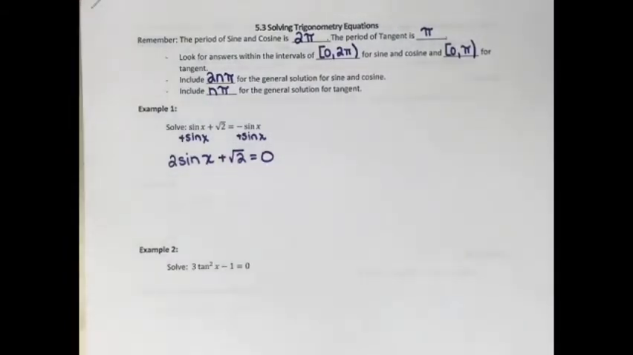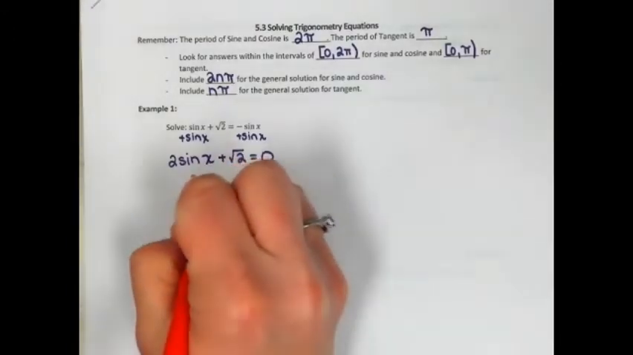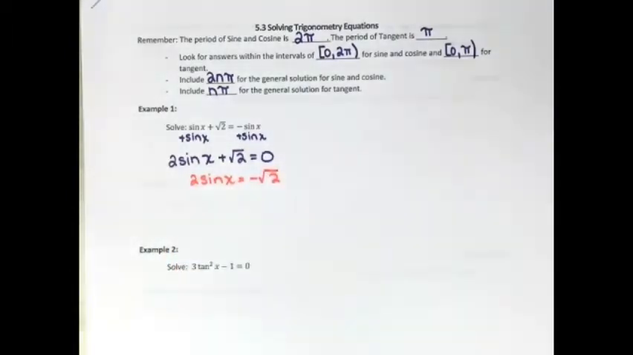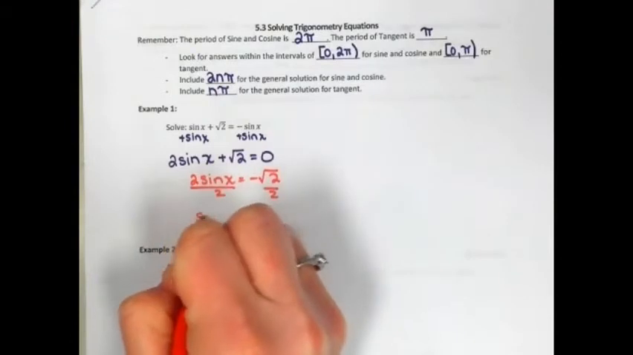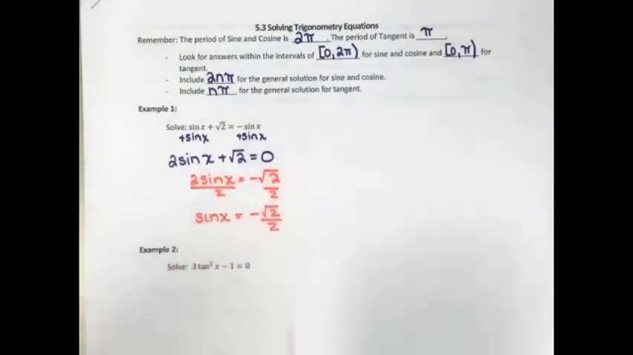Now, we need to solve just for the sine of x. So if this just read 2x plus radical 2 equals 0, how do I solve for x? What would be my first step? Subtract the radical 2, right? So when I have 2 sine x equals negative radical 2, yep. And then how would I get rid of the coefficient of 2? I would divide it, right? So divide by 2. So we know the sine of x equals negative radical 2 over 2.